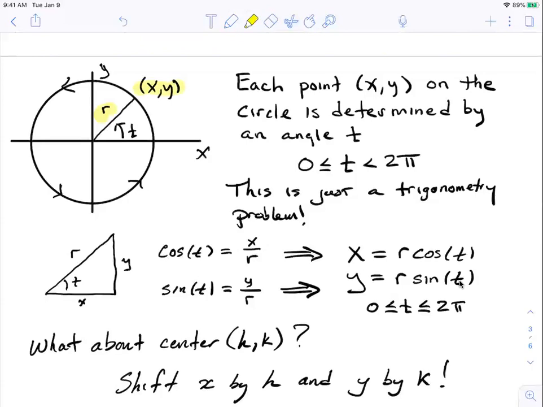And a very natural parameter here is the angle. Every point on that circle is determined by an angle t, where t is in that interval. If you include 2 pi in there as well, then you'll just describe the point that corresponds to the positive x-axis intersection twice, t equals 0 and 2 pi, but that's okay. So I'm trying to say what x and y are in terms of that angle.